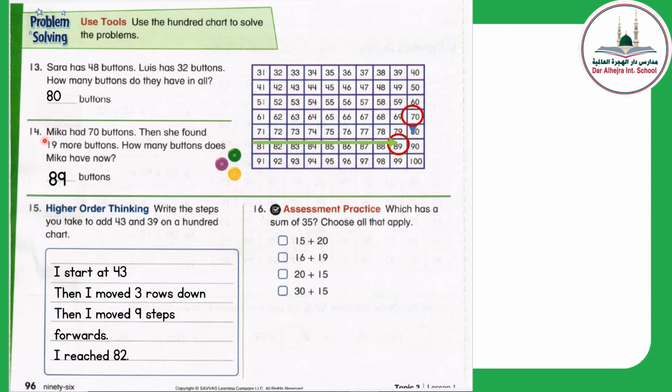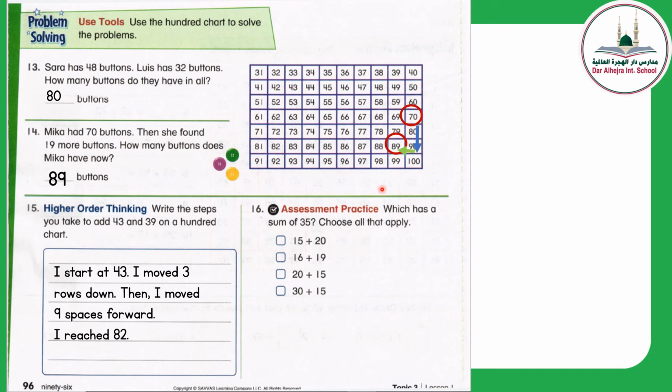Okay, in the next problem we have here, Mika had 70 buttons. Then she found 19 more buttons. How many buttons does Mika have now? So we can start at 70. There are 2 different ways to do that. One is by starting from 70, then moving 1 row down and moving ahead 9 spaces. We will reach 89.